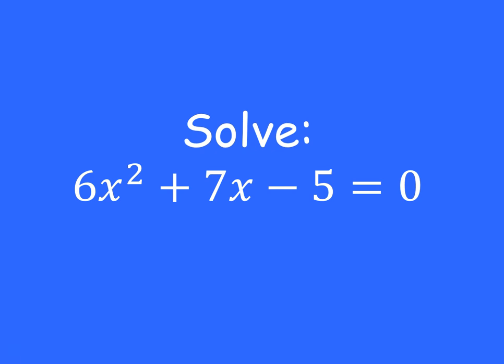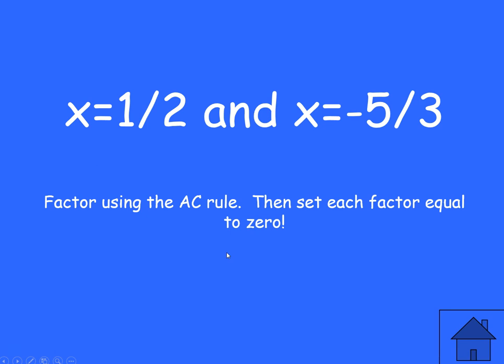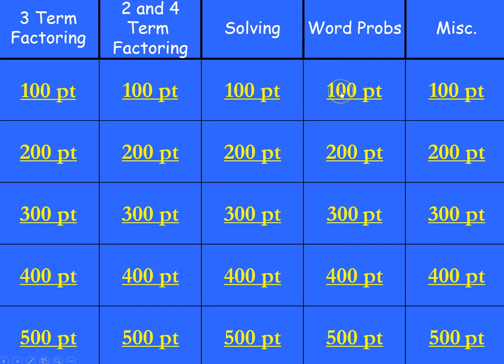Okay, hope you had a chance to do it. This one here, you're going to use the AC rule to factor it and then set each factor equal to 0. That comes out to be 1/2 and negative 5/3. Excellent. We've got 10 more questions to go. We're going to talk about word problems now. Let's take a look. Word problems.